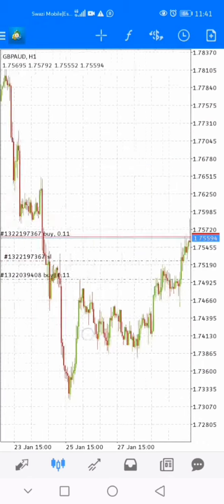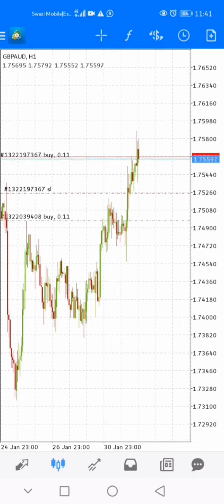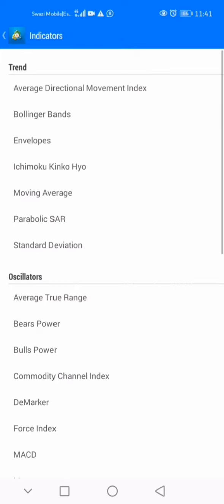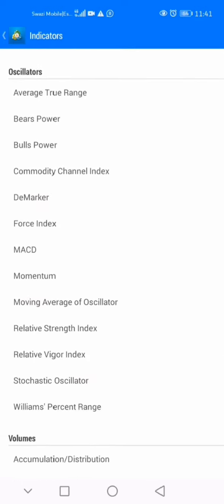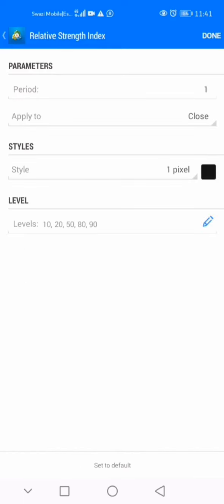Alright, so this is your clean chart. I am on MT4, but this also works on MT5. On a clean chart, I'll start by inserting the indicators that we have. We only have two indicators. You go to this F for adding indicators, and then you go to RSI, the relative strength index right there.